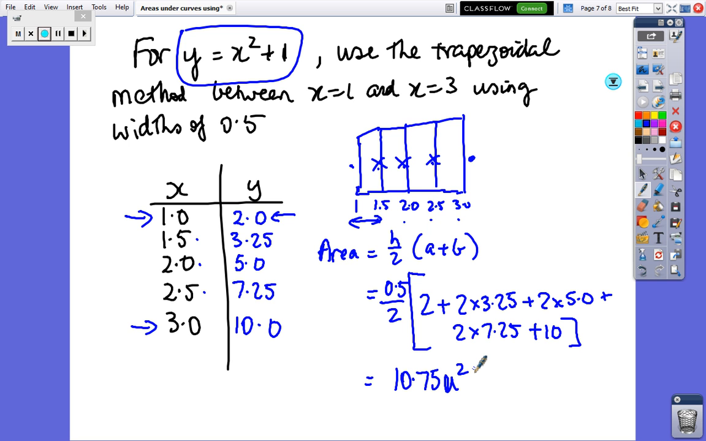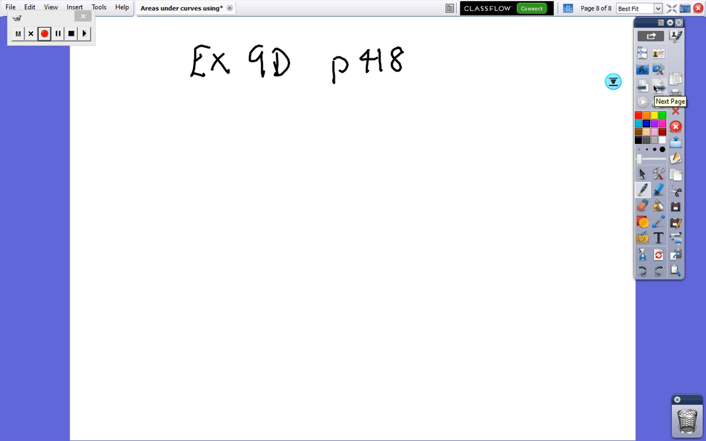So that's about it now. We've got left rectangles, right rectangles, and trapeziums. And there's the exercise from your textbook, 9D, page 418, and thanks for coming.